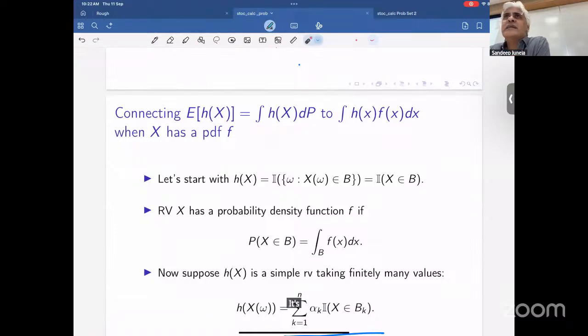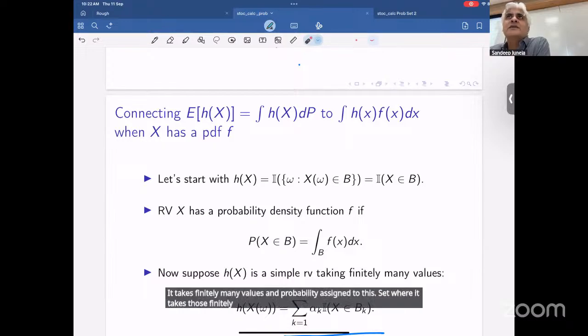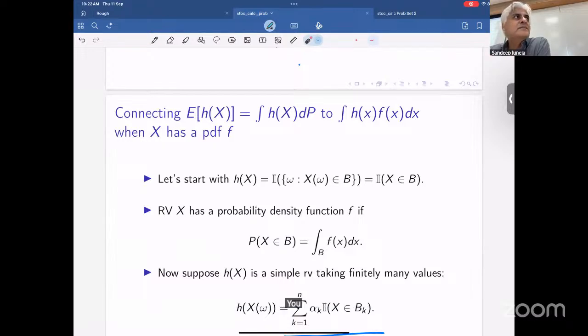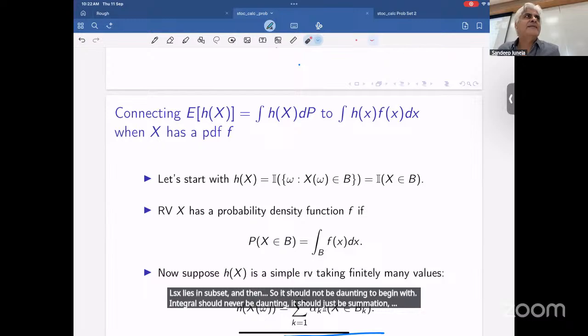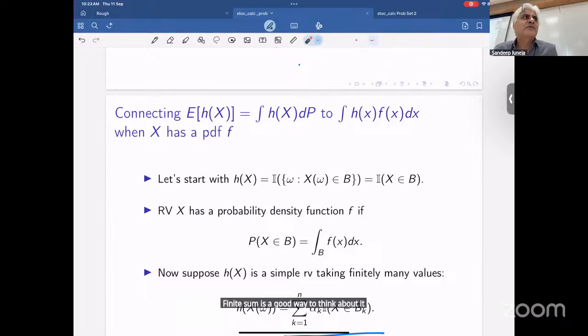H(x), think of it as taking a limit of finitely many values. It takes finitely many values, and there is a probability assigned to the set where it takes those values. You sum that up, that's what this is. You just have to take a limiting operation. So it should not be daunting to begin with. Integral should never be daunting. It should just be summation, basically. Finite sum is a good way to think about it, but it's actually a limit of it.